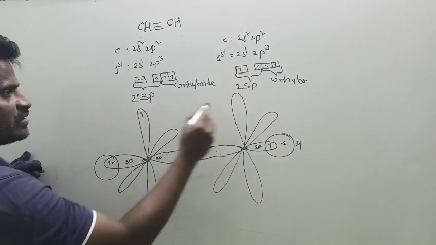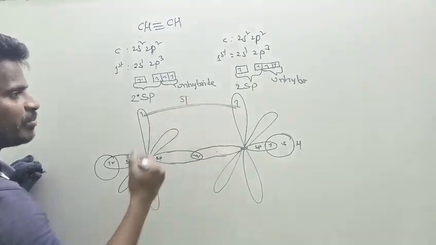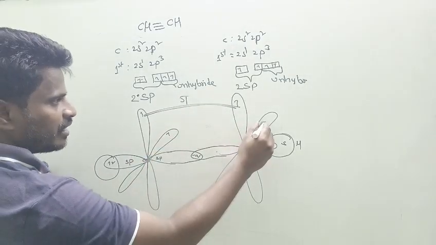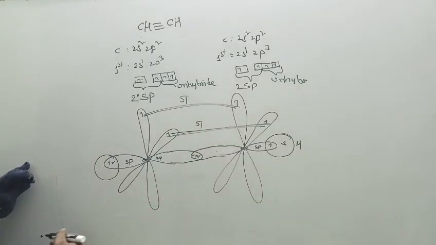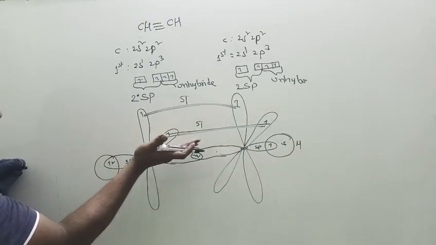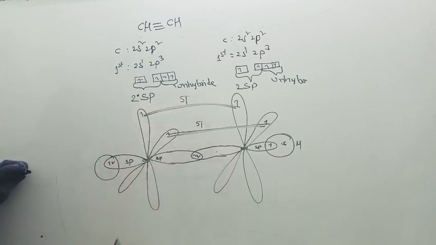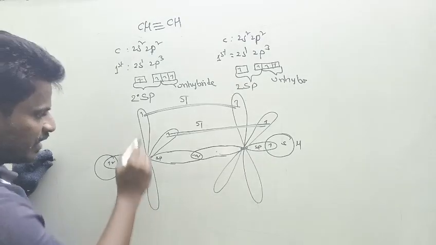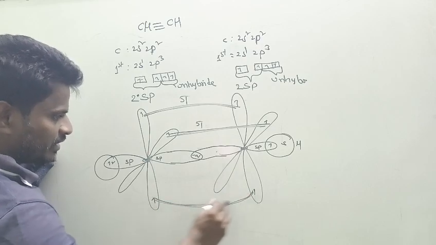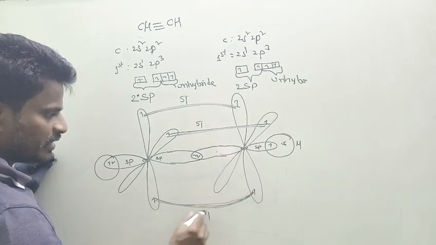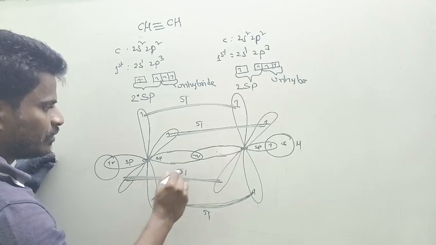If these two p orbitals overlap sidewise, it gives one pi bond. If these two p orbitals overlap sidewise, it gives another pi bond. These pi bonds may be formed at the top of the sigma bond or the bottom of the sigma bond. If the electrons are present in the lower lobes, overlapping these two orbitals sidewise gives another pi bond. The orbitals may overlap here also.